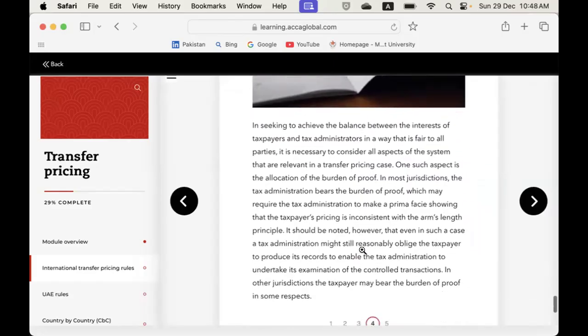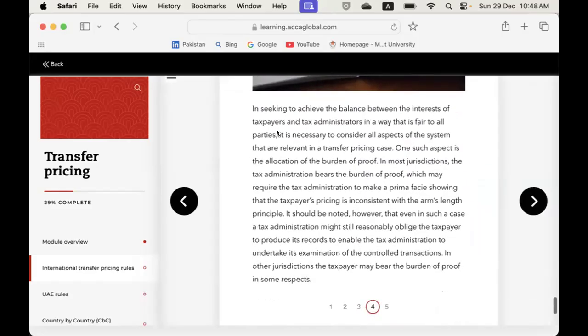Allocation of the burden of proof. Okay. In seeking to achieve the balance between the interests of the taxpayer and the tax administration in a way that is fair to all parties, it is necessary to consider all aspects of the system that are relevant in a transfer pricing case. So naturally all facts will be considered while looking at a transfer pricing case. One such aspect is the allocation of the burden of proof, like who has to prove some ground facts. In most jurisdictions, the tax administration bears the burden of proof, which may require the tax administration to make a prima facie showing that the taxpayer's pricing is inconsistent with the arm's length principle. So the burden of proof lies on the revenue authority.